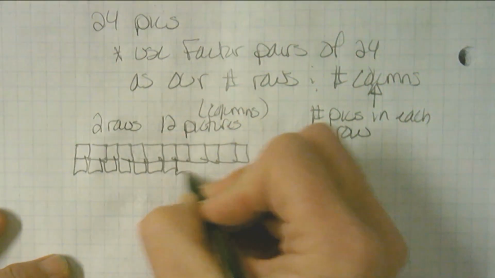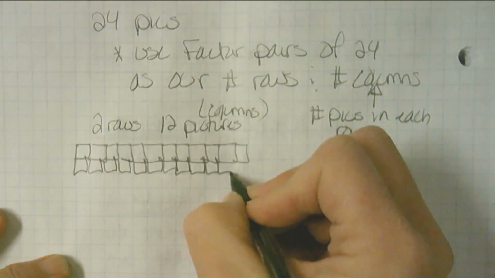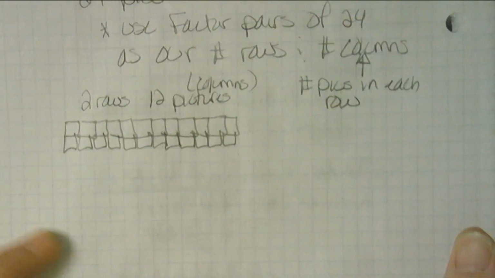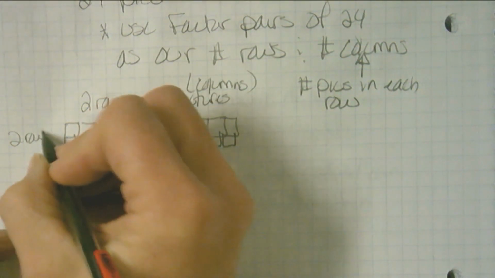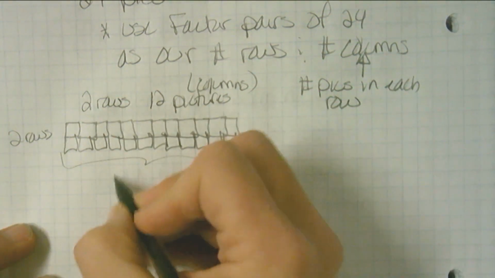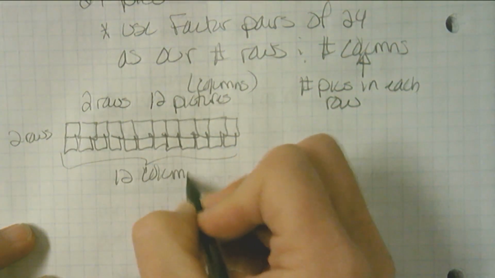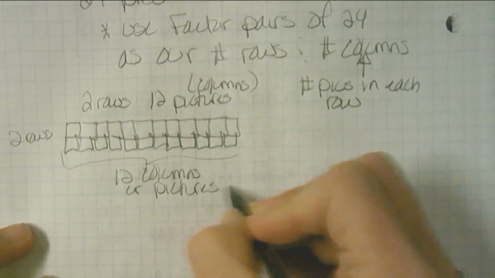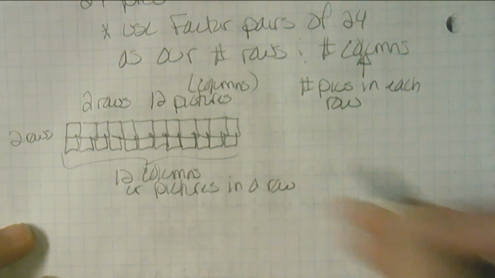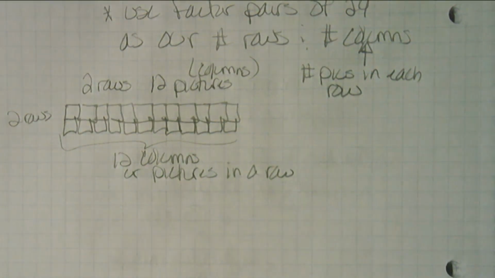So this is just a picture. I'm not having you draw them every time, but I want you to understand what that looks like. So I have 2 rows, and I have 12 columns, or pictures, in a row. Can you guys visually see what I'm talking about there?